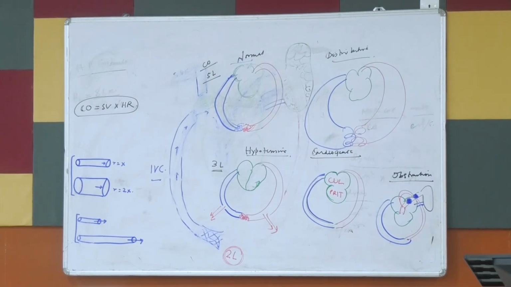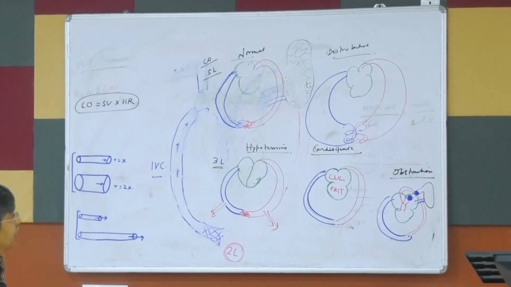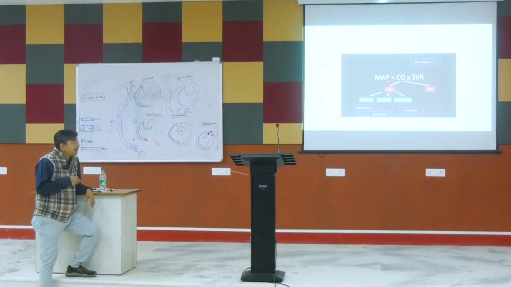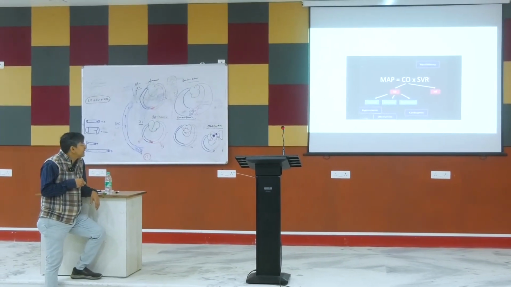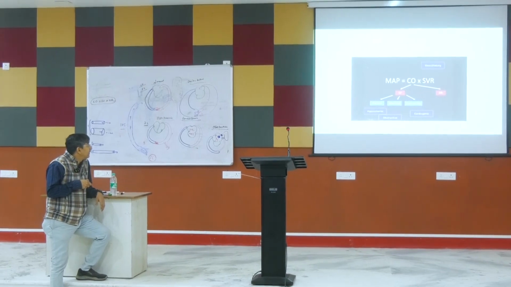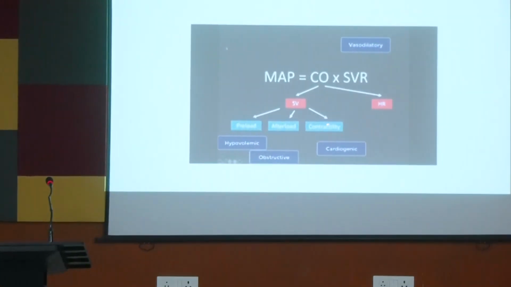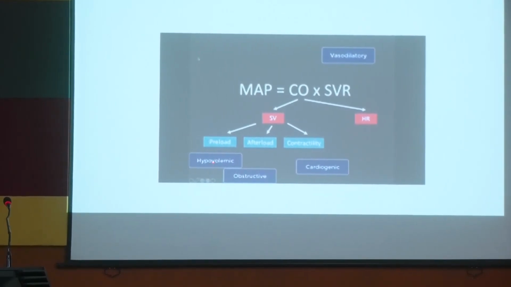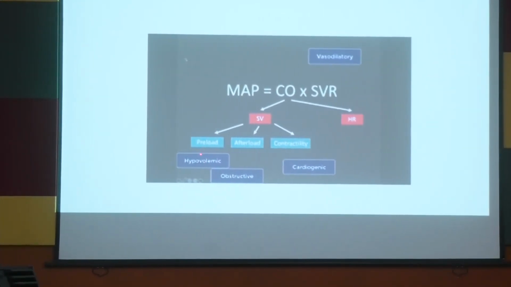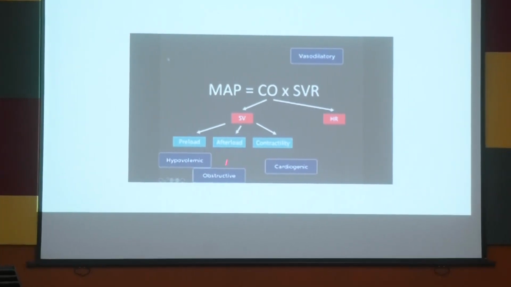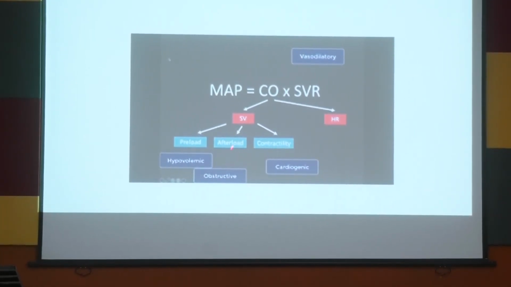Okay. So now, if you see this thing. Arterial pressure, or the mean arterial pressure, is cardiac output times SVR. Okay? And cardiac output depends on stroke volume and heart rate. Stroke volume depends on preload, afterload, contractility. So in hypovolemic, typically preload is less. Cardiogenic, typically contractility is less. Obstructive, somewhere here it is impaired.